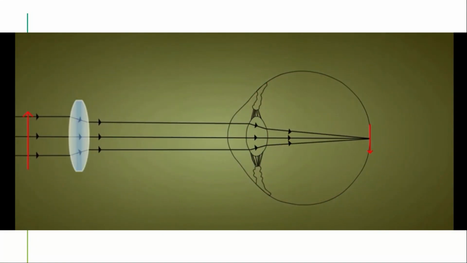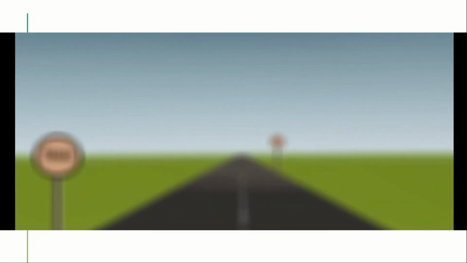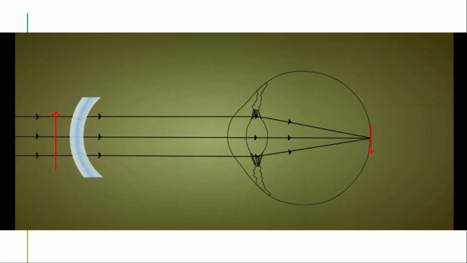At a time, both nearby and faraway objects cannot be seen properly, and this can be corrected by using bifocal lens. The upper part is concave, which corrects the distant vision, and the lower part is convex, correcting the near vision.